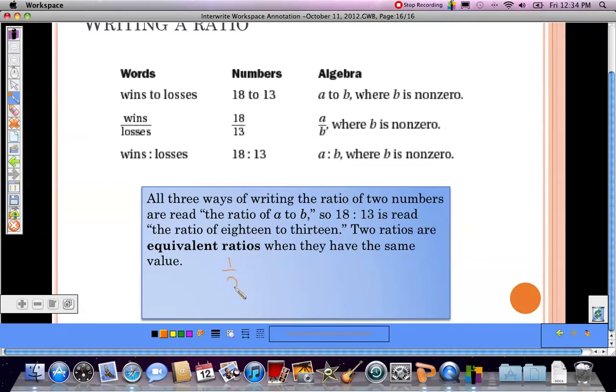1/2 is a ratio, 1 to 2 is equivalent to the ratio 5 to 10. You can see if you reduce 5 over 10, it would reduce to 1/2. So these are called equivalent ratios.